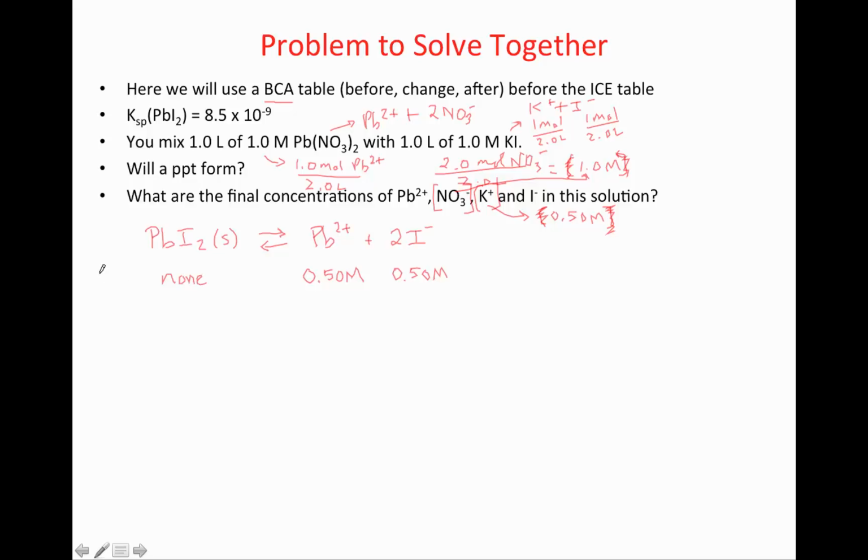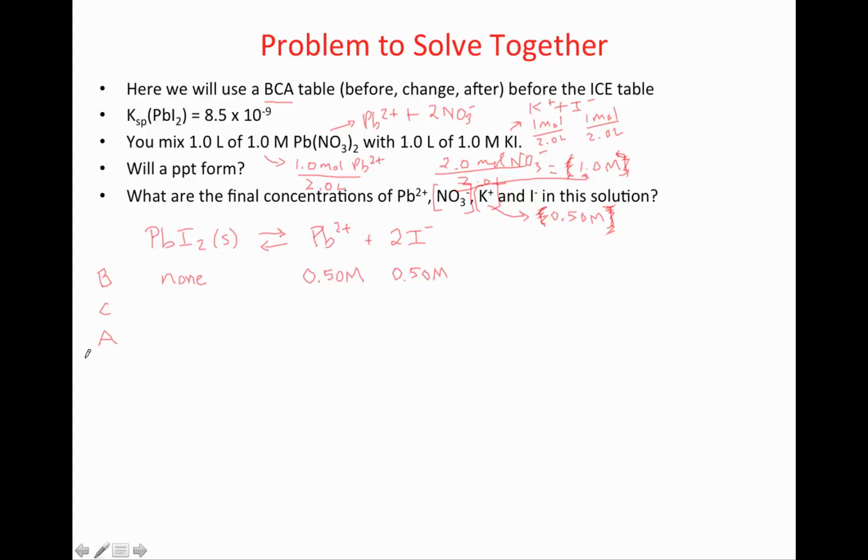So what we're going to do is create a BCA table. The way I know I need a BCA table is because I know a precipitate is going to form here. The way I know a precipitate is going to form is because I could take this concentration and multiply it by this concentration squared, and the number is going to be much, much greater than this. A precipitate has to form. This reaction has to go backwards for me to even have a chance to go to equilibrium.